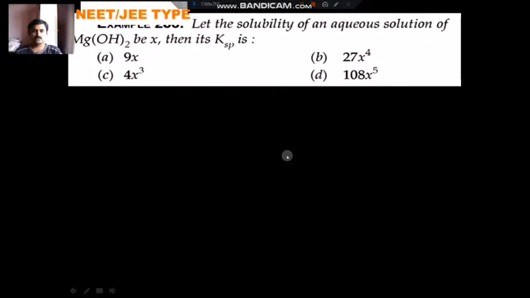See the next one. Let the solubility of an aqueous solution of magnesium hydroxide be X, then its Ksp is. They're asking us to find the Ksp value of this AB2 type of form. As you know, it is S into 2S whole power 2. That means simply 4S cube will come. How it is solved? Let us see.